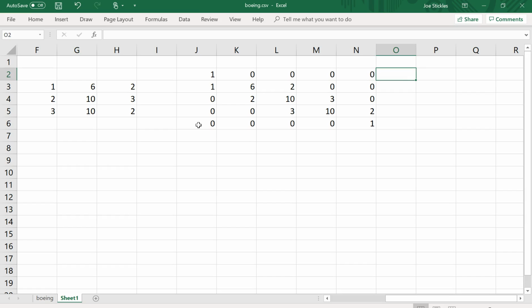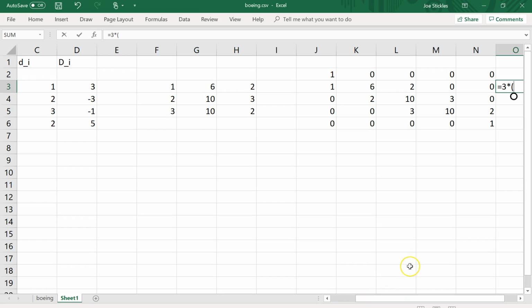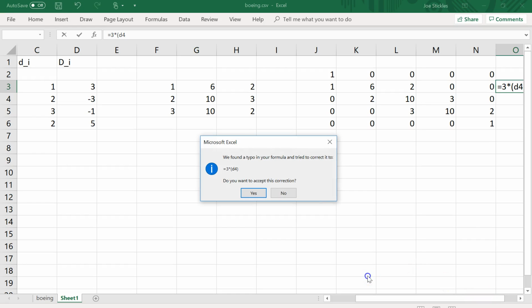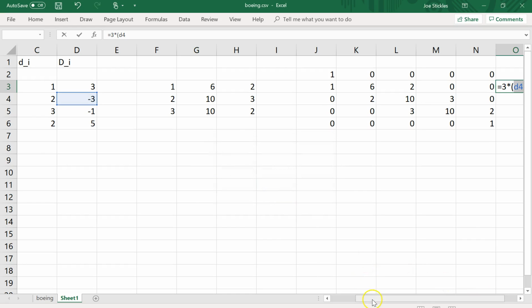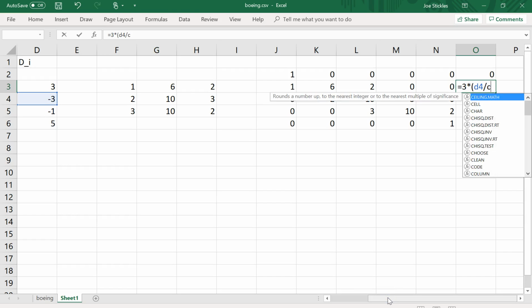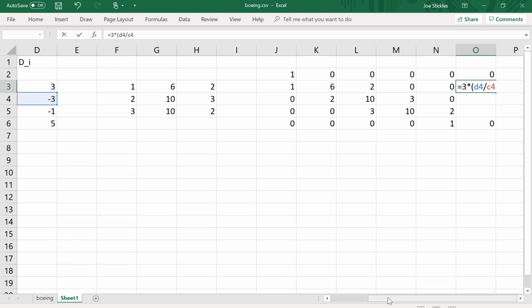And then we need the constants. The first constant is 0. The last constant is 0. And then these constants are 3 times delta 2, which is in D4, divided by C4, that was capital delta 2 over little delta 2, and then minus D3 divided by C3, right? We agree with that? And then we just need to copy that down.